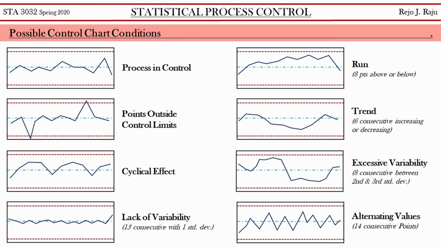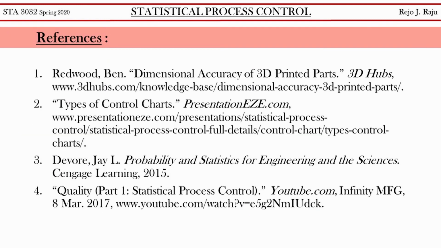Finally, here are some possible conditions for control charts. A process that's in control will still have variation, but will be centered around the center line. If points fall outside the control limits, you know something is throwing the process off track and that issue needs to be fixed immediately.